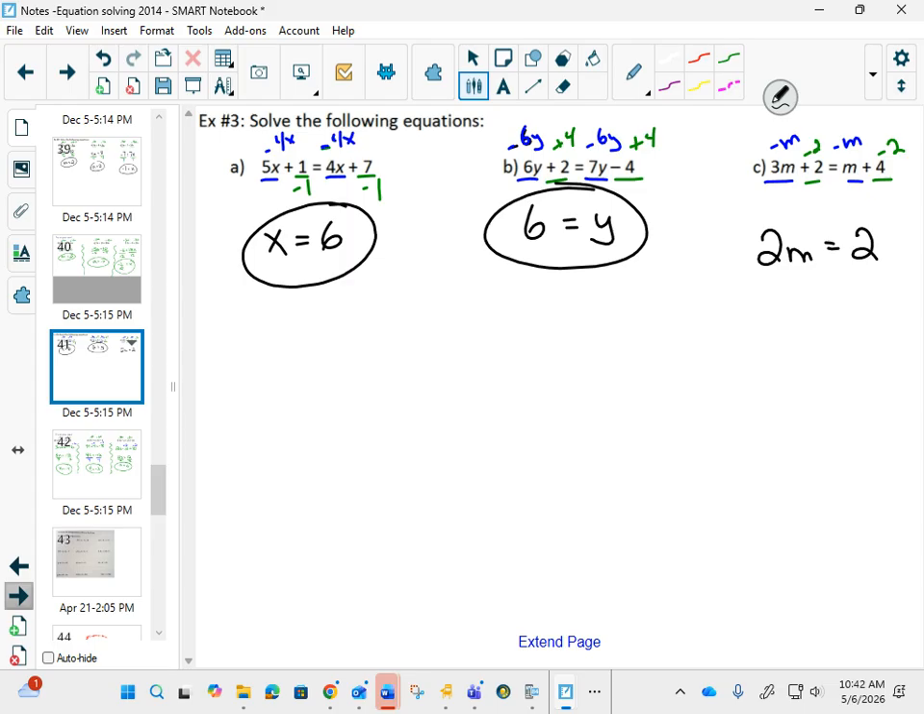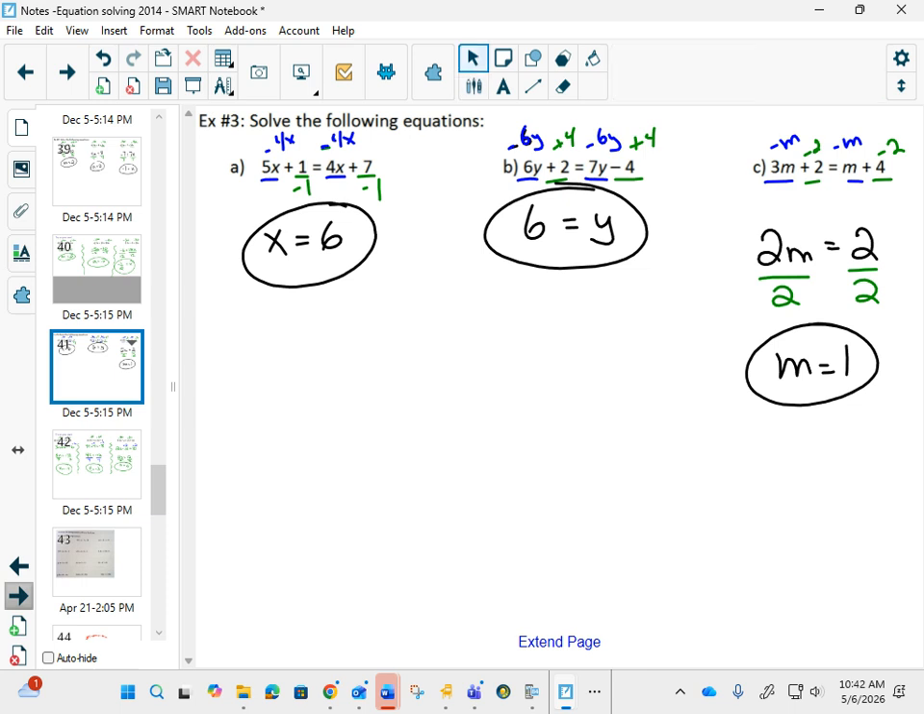I'm not done yet though. I still have to get m by itself. I'm going to have to divide both sides by 2. So m is equal to 1.